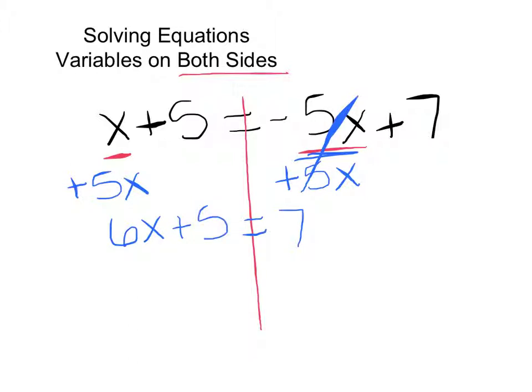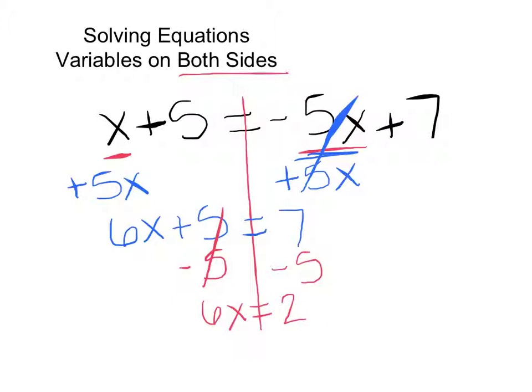Now, if we look at what we have here, we have a regular equation. This is just doing and undoing. At this point, what I'm going to go ahead and do is remove everything that doesn't have anything to do with x. So I'm going to subtract 5 from both sides. If you want to draw your table, that works too. All right, so 5 and negative 5 is 0, so I'm left with 6x on this side. 7 minus 5 is 2.